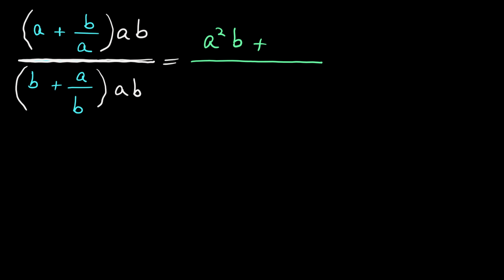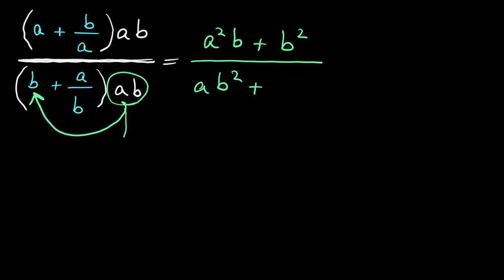Please pay attention. ab times b over a, with a cancels, and we have b squared. So b squared here. What about the denominator? If we multiply ab by b, then we have ab squared. And if we multiply ab by a over b, this b with this b cancels, and then we have a squared.